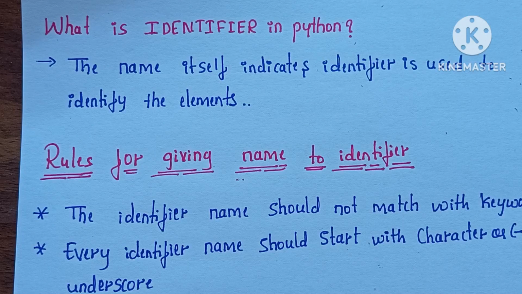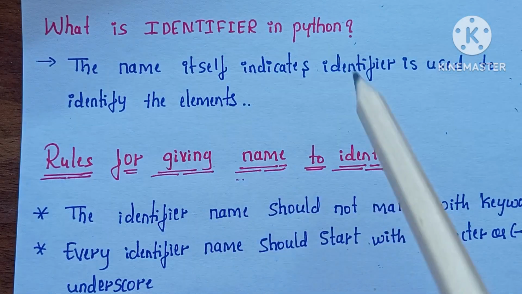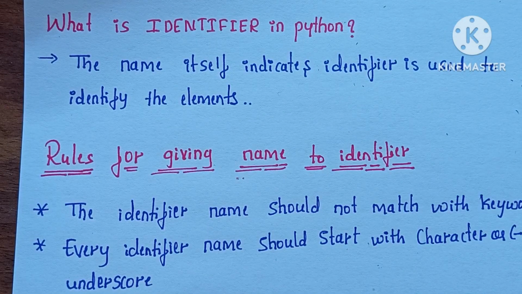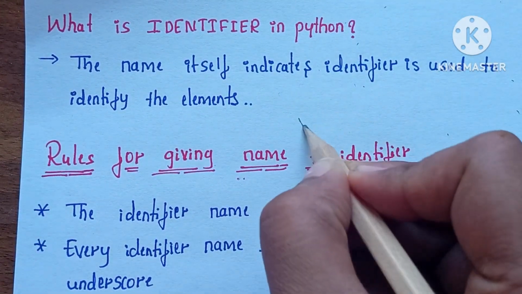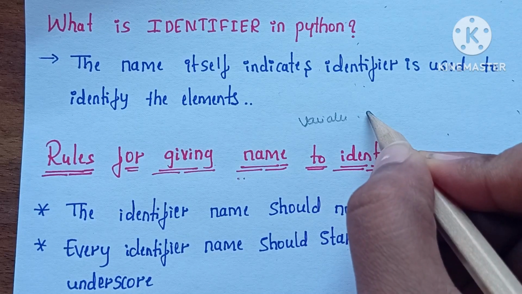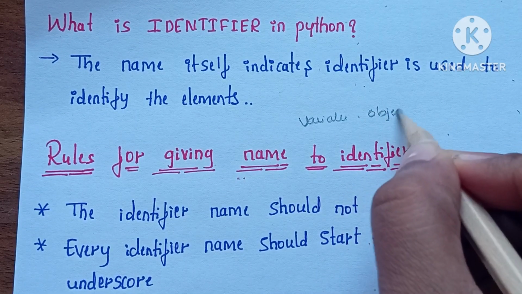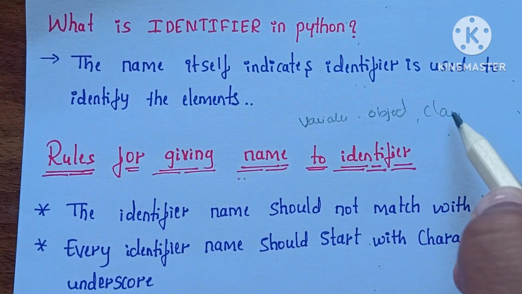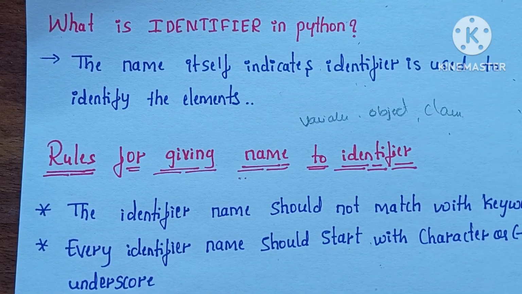What is the meaning of identifier? As the name itself indicates, an identifier is used to identify elements. So variables come under the examples of identifier, and similarly functions, objects and classes, everything comes under identifier.